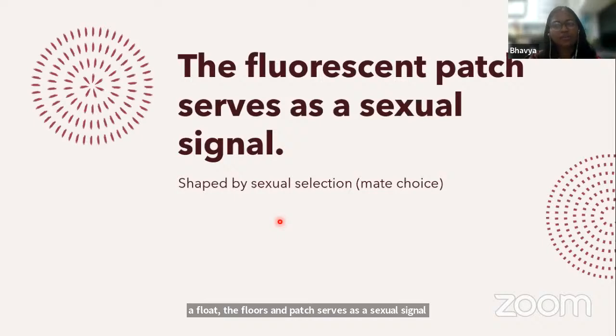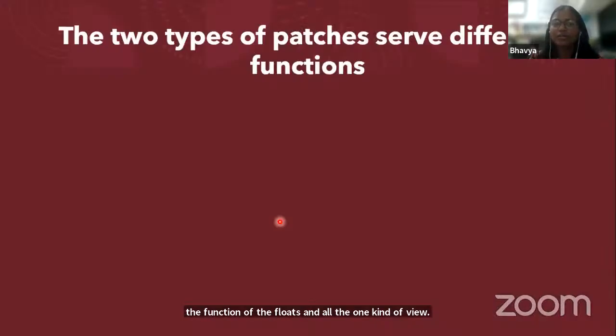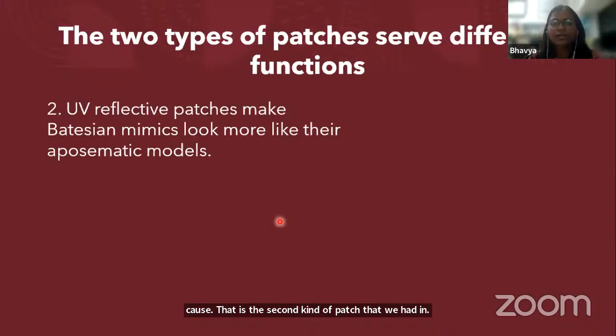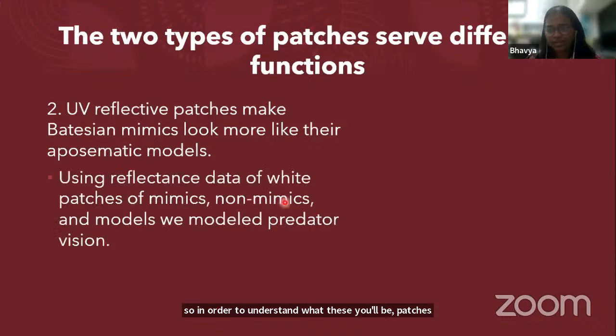Now we've identified the function of the fluorescent kind of these white patches. The next thing is to understand the function of the UV reflective patch, because that was the second kind of patch that we had in these butterflies. In order to understand what these UV patches are doing, we took the reflectance data that I'd shown in the first figure from the work. We took the reflectance data of mimics, of non-mimics, and their models.